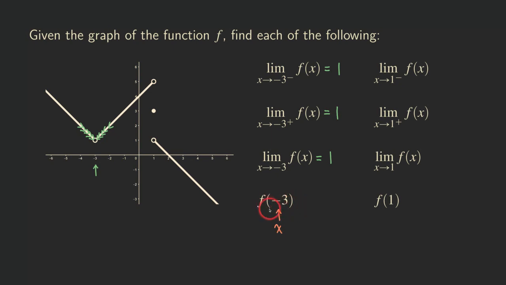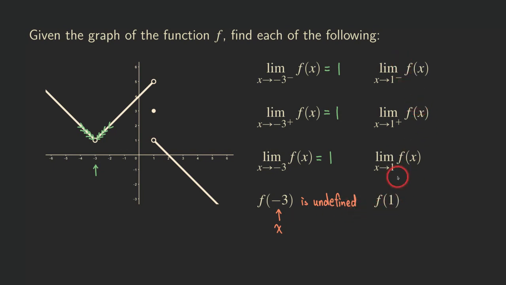So when x is given, what is the y? And because there was no solid dot right here, there was no point at x equals -3. So the function is actually undefined at this spot. So we'll just say that this is undefined. Okay, or you can simply say that it does not exist.